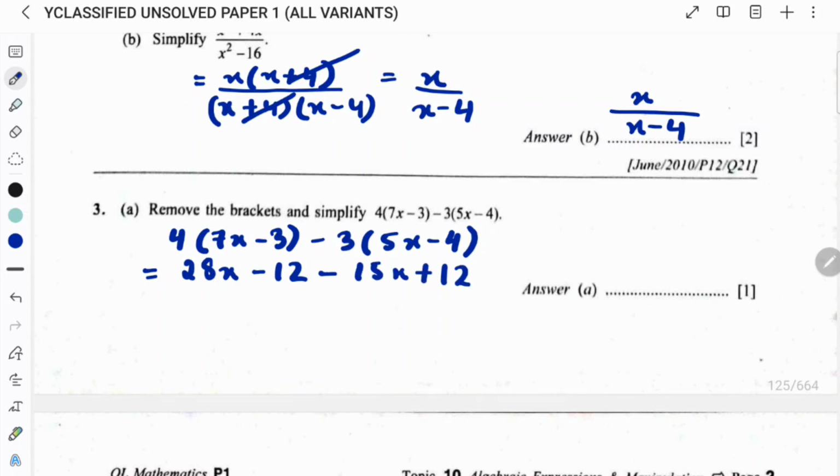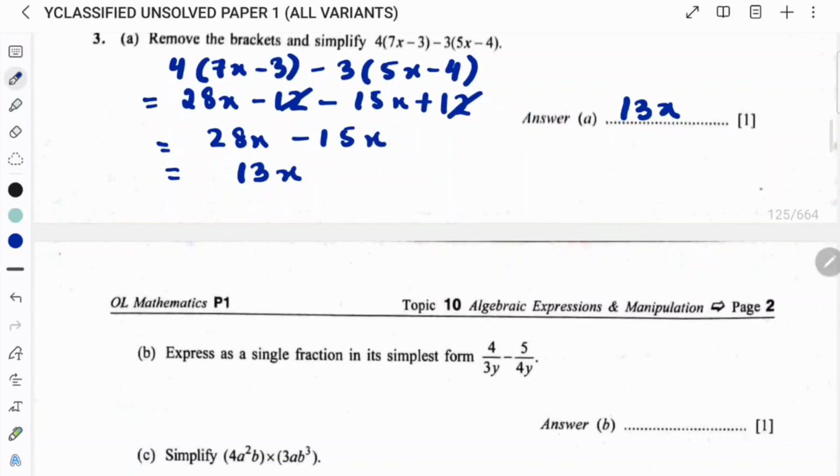If anything is cancelling, we'll cancel it. So 12 and minus 12 will cancel. Only 28x minus 15x is left. So in this case, you just subtract. Okay, 28 and 15, the difference is 13, but with a positive sign because 28 is the greater number. So that's why. Okay, 12 and 12 cancelled.